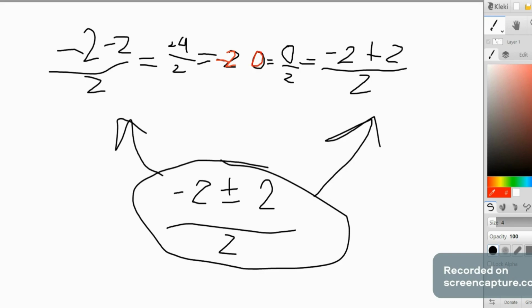And then there you have it. Your 2 points are 0 and negative 2. Boom. And that is all you need for the algebraic type of work that we do in Algebra 2.